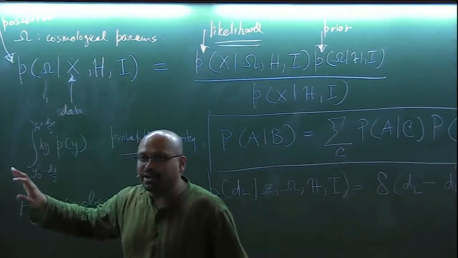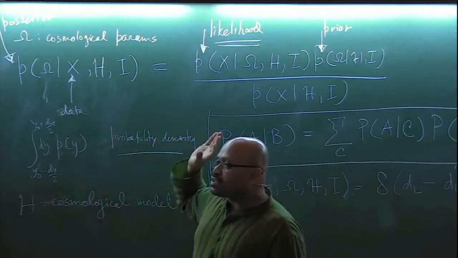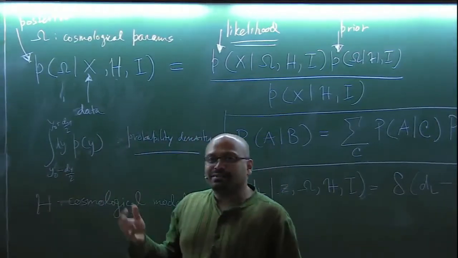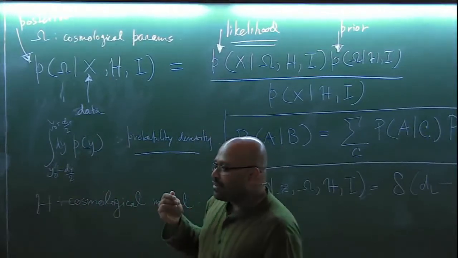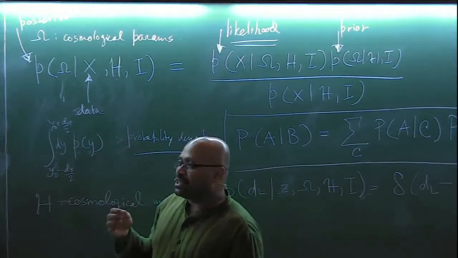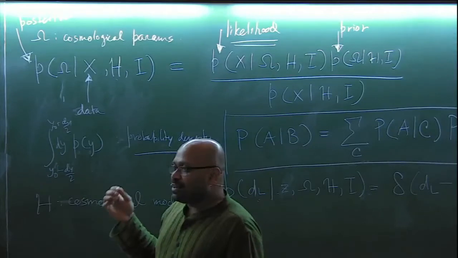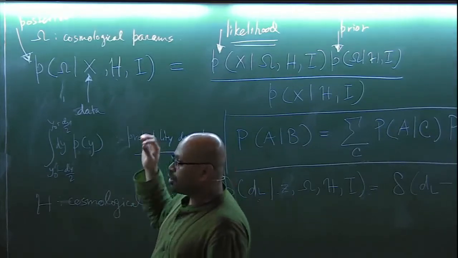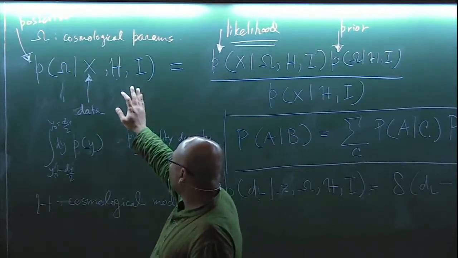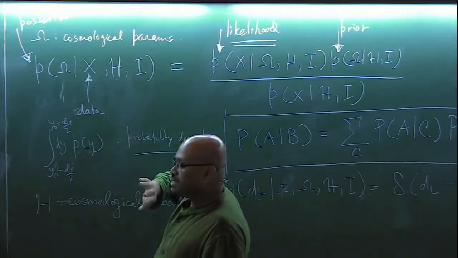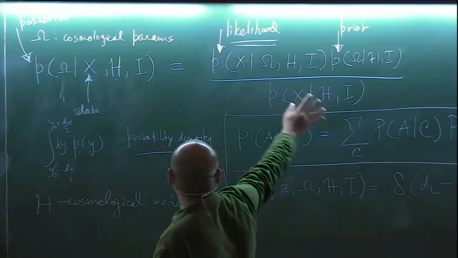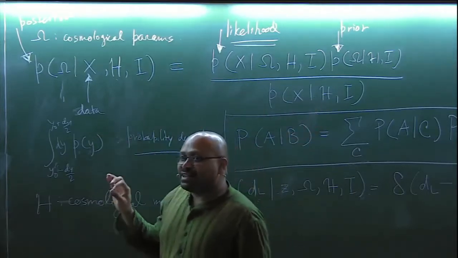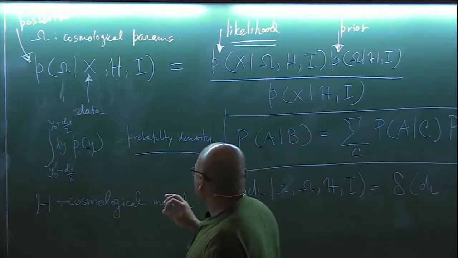Somebody asked me during the break, what is I? I is all the other assumptions that have gone into the problem. There are many assumptions that we are not talking about. For example, the fact that there is a gravitational waveform, the fact that this gravitational waveform is described by general relativity. These are all assumptions that have gone into the problem. They're not really very important for us. So for our analysis, we can just leave out I and still have all the expressions in place and do the calculation. But the I is just a reminder that there are various assumptions that have gone in.